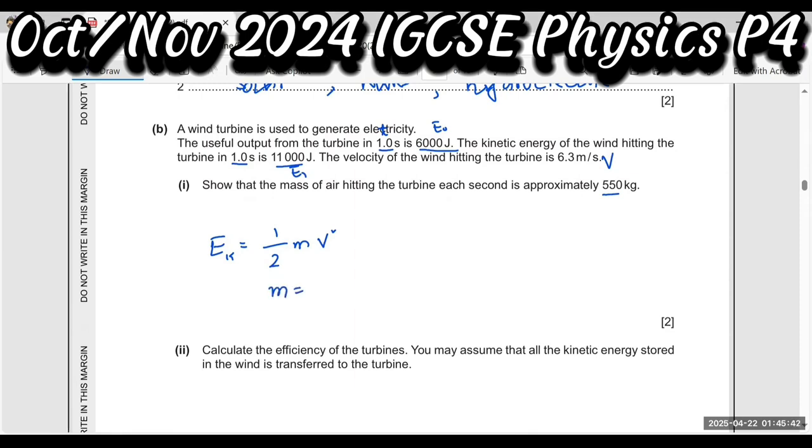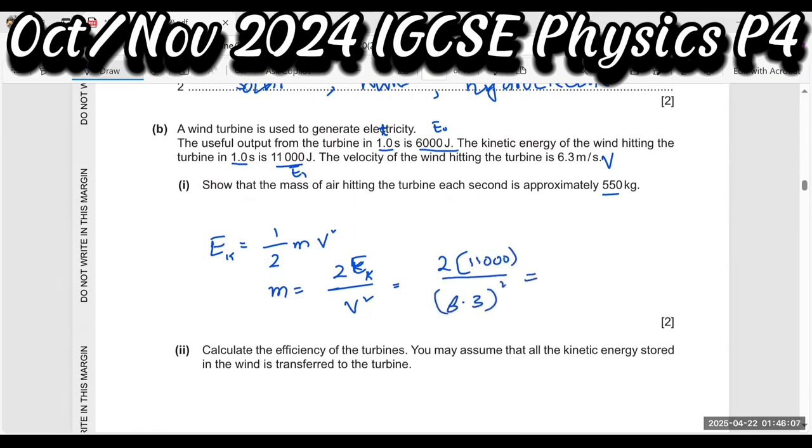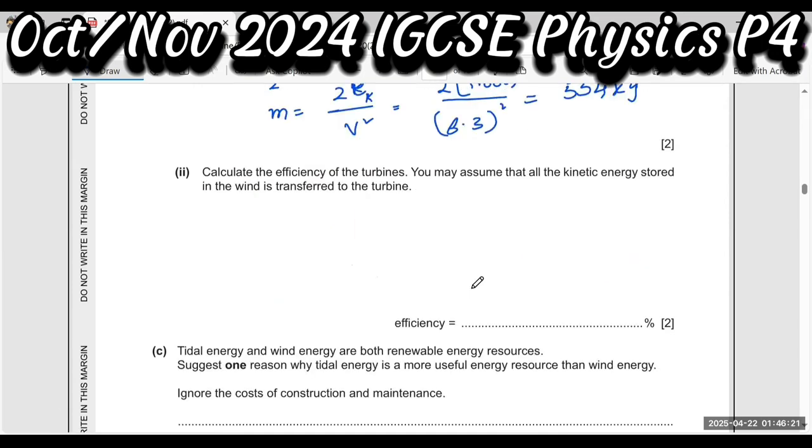So that will be equal to 2 times kinetic energy divided by square of speed. Just putting the values, 2 times 11,000 divided by 6.3 square. After calculating this, you will get the answer that should be nearly equal to 550, but my answer is 554 kilograms.